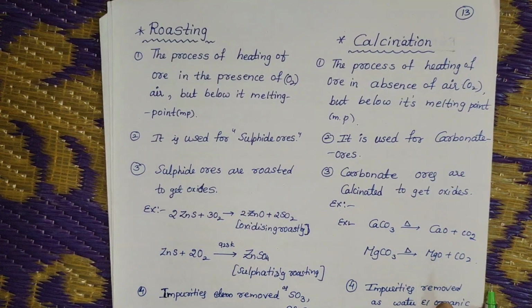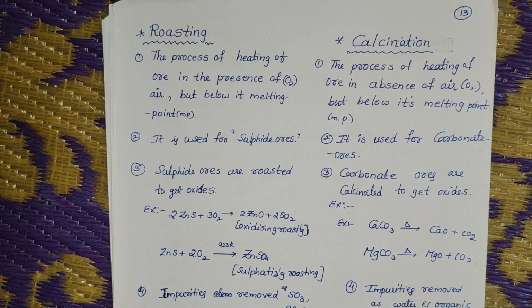Next, one more important question, beta: what is roasting and calcination? This topic is from metallurgy.